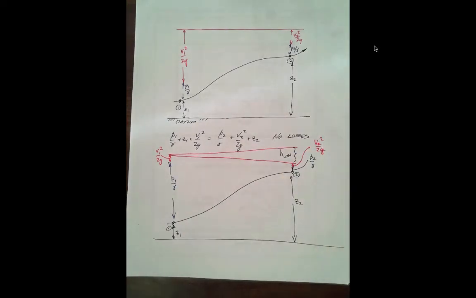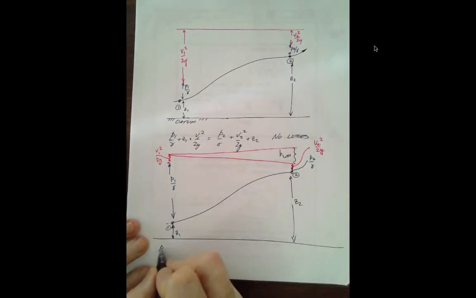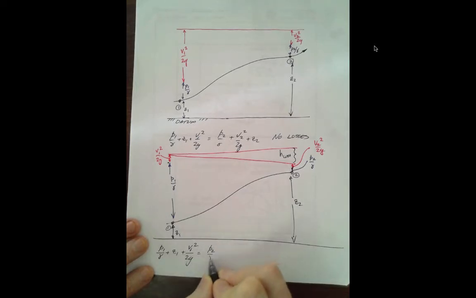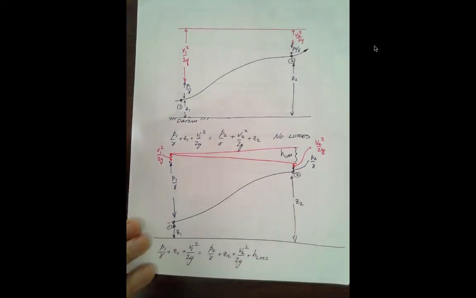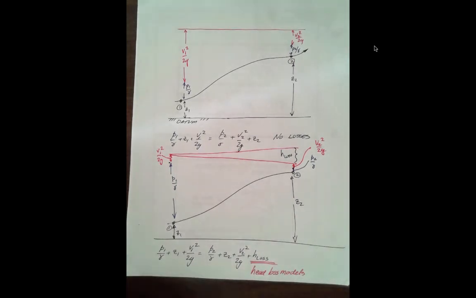If we incorporate that, our modified Bernoulli's equation becomes P1 over gamma plus Z1 plus V1 squared over 2g equals P2 over gamma plus Z2 plus V2 squared over 2g plus that head loss. And we represent those head losses using head loss models. Okay, so Marie Antoinette was a classic head loss model, but without regard to the French Revolution, we have some other head loss models to look at.